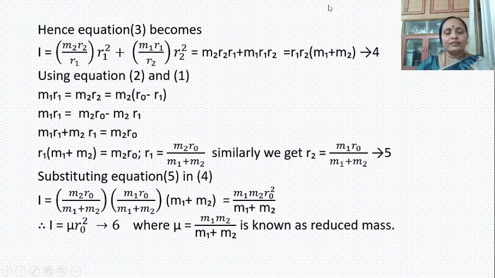Now the moment of inertia I is given as I = mu r naught square, where mu is the reduced mass, which is mathematically given as m1 m2 by (m1 + m2).